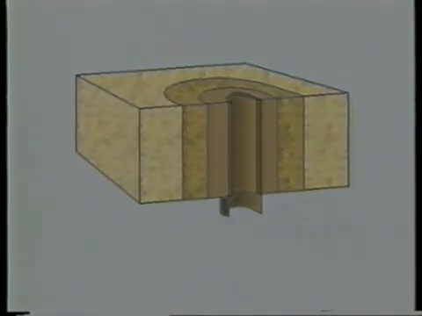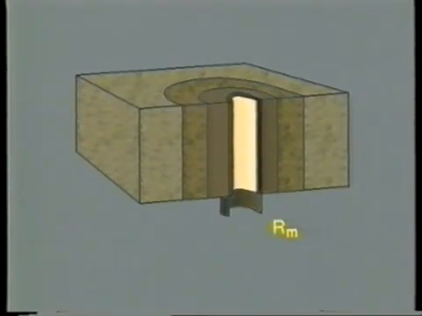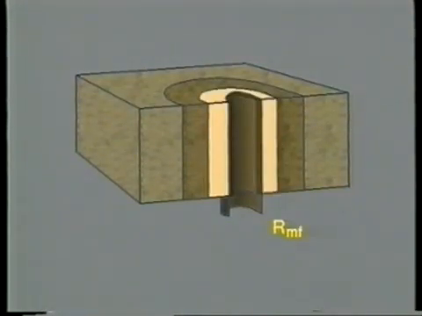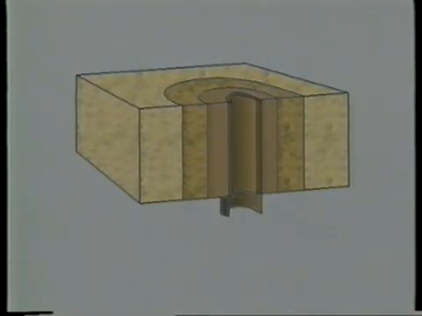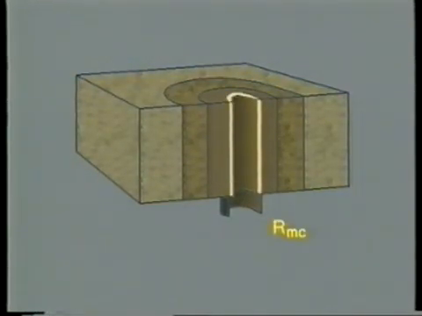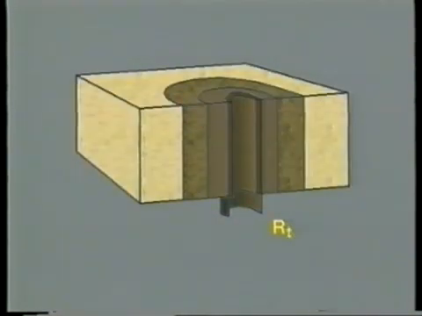If we look at the electrical resistivity properties of some of these same fluids in different zones, other sets of symbols come into use. The symbol R sub M represents the resistivity of the drilling mud. R sub MF, the resistivity of the filtrate. And R sub W, the resistivity of the formation water. Additional symbols are used for the resistivity of the mud cake, R sub MC, the invaded zone, R sub XO, and the resistivity of the undisturbed formation is represented by R sub T.